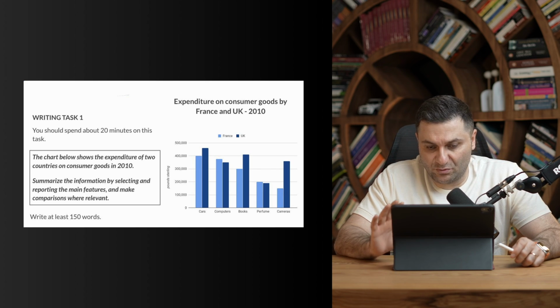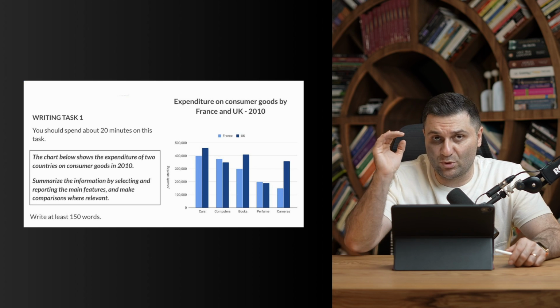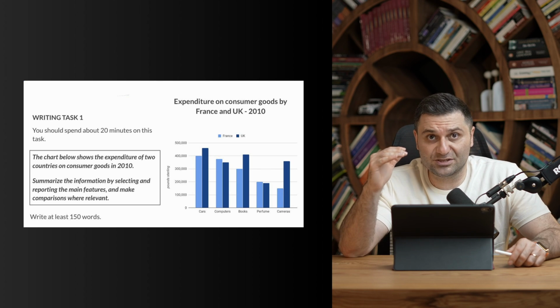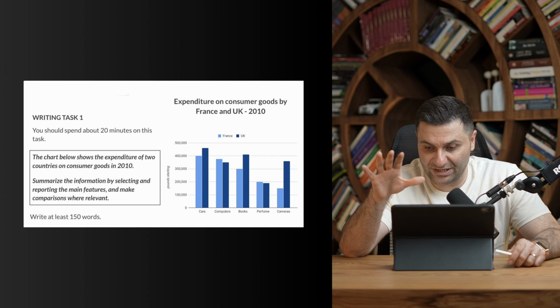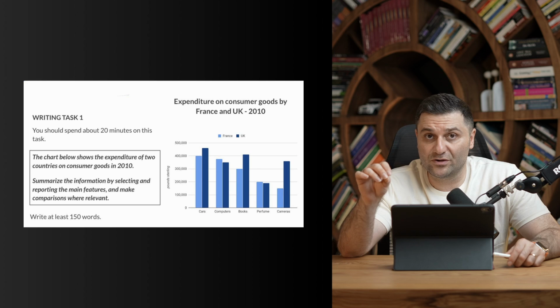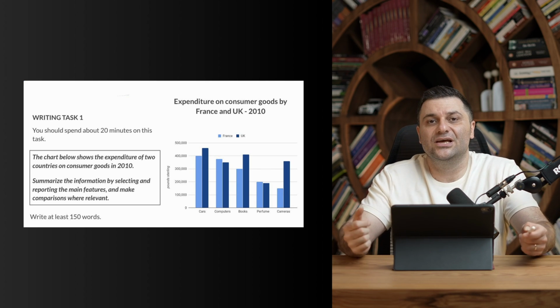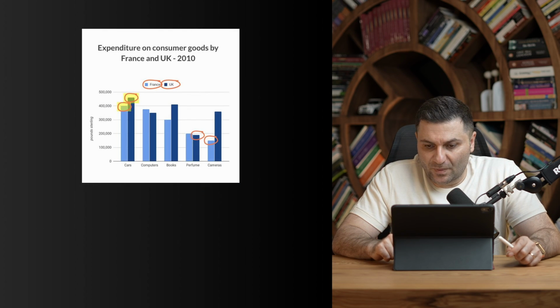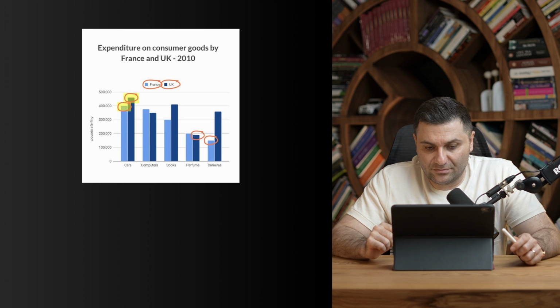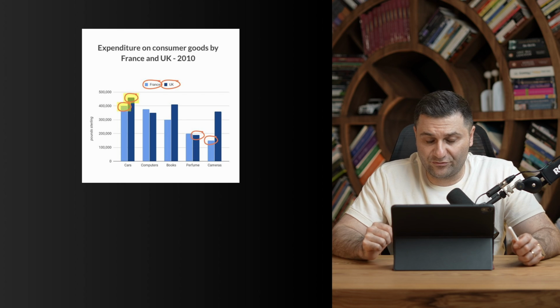For example, in France, because we are not going to provide any specific data or numeric details, we only mention the highest point. So the highest category, the highest expenditure was on cars in both countries, and the lowest in France was cameras, and in the UK was perfume. So we mention this general information. So we'll start with the most, the leading consumer product in both countries.